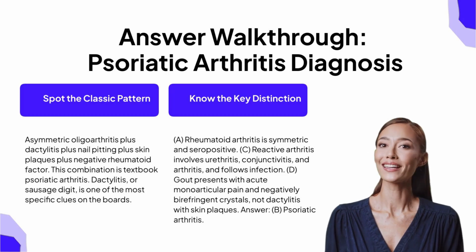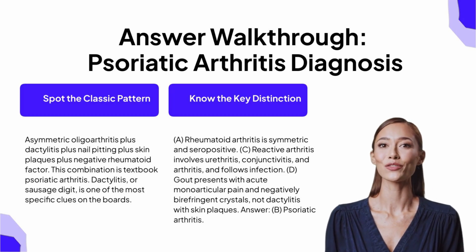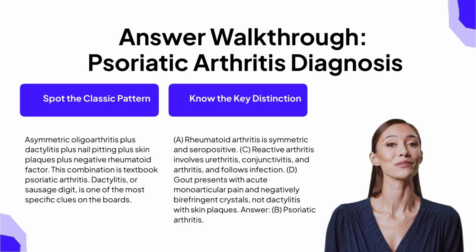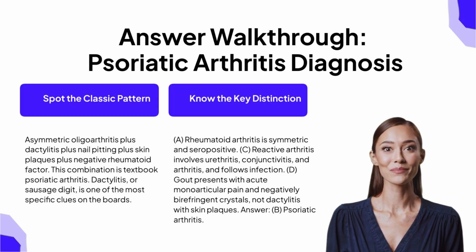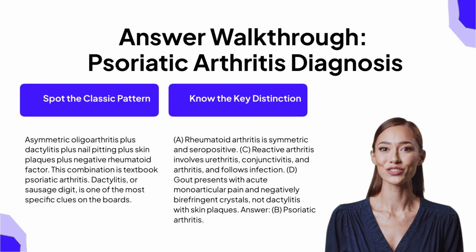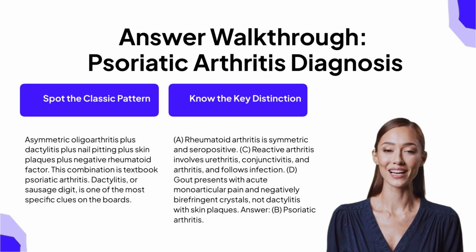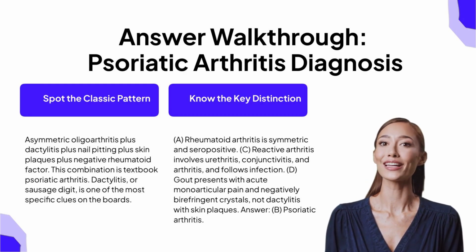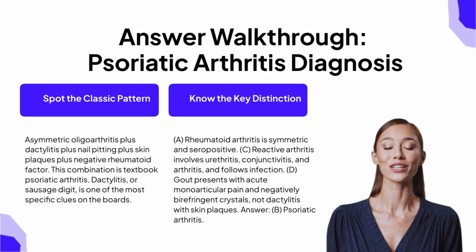The classic pattern here is asymmetric oligoarthritis plus dactylitis plus nail pitting plus skin plaques plus negative rheumatoid factor. This combination is textbook psoriatic arthritis. Dactylitis, or sausage digit, is one of the most specific clues on the boards. Now the key distinction. Rheumatoid arthritis is symmetric and seropositive, which does not match this presentation.